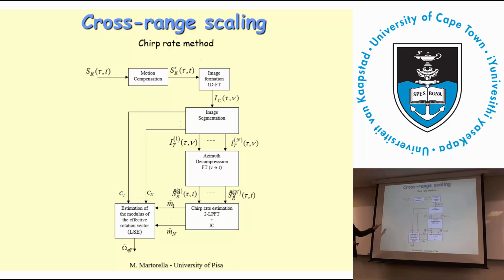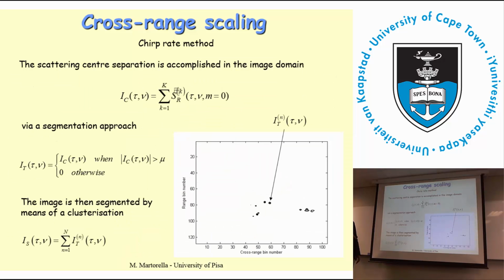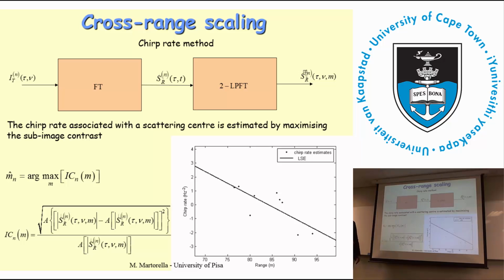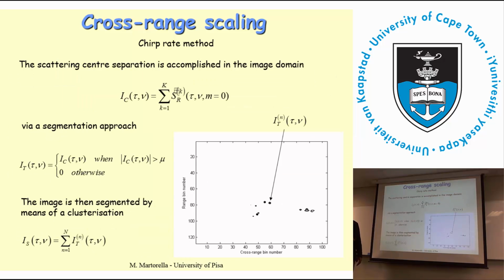So let's have a look at it from a functional block scheme perspective. Again, my signal, motion compensation, as I said before, I do a first one-dimensional FFT, and then I'm at this point here. That's already two-dimensional, sorry. So I get my image, I segment my image, and for each segmented image, I calculate a centroid, because each of these will have a centroid.